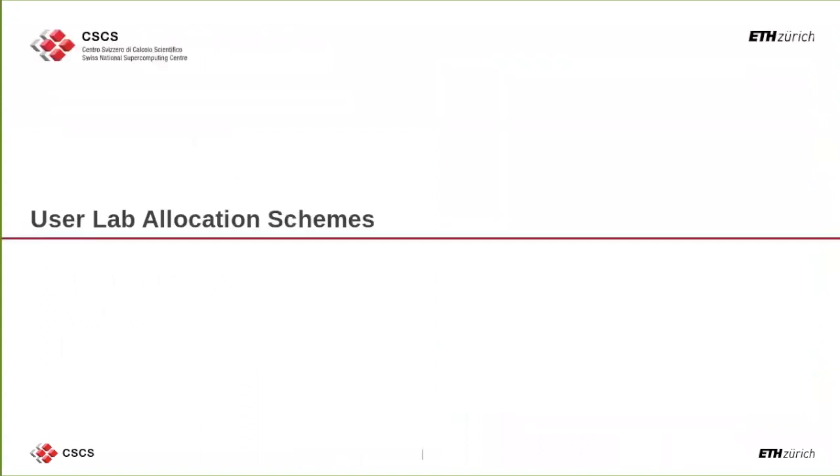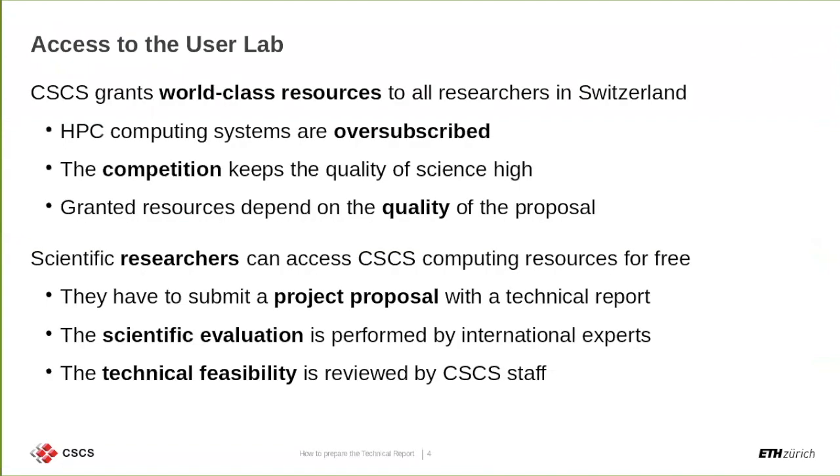So let's go to the user lab allocation schemes. CSCS grants world-class resources to all researchers in Switzerland. The usual problem is that HPC computing systems are always oversubscribed, and the competition keeps the quality of science high. Granted resources depend on the quality of the proposal. We ask scientific researchers to access CSCS computing resources by submitting proposals.